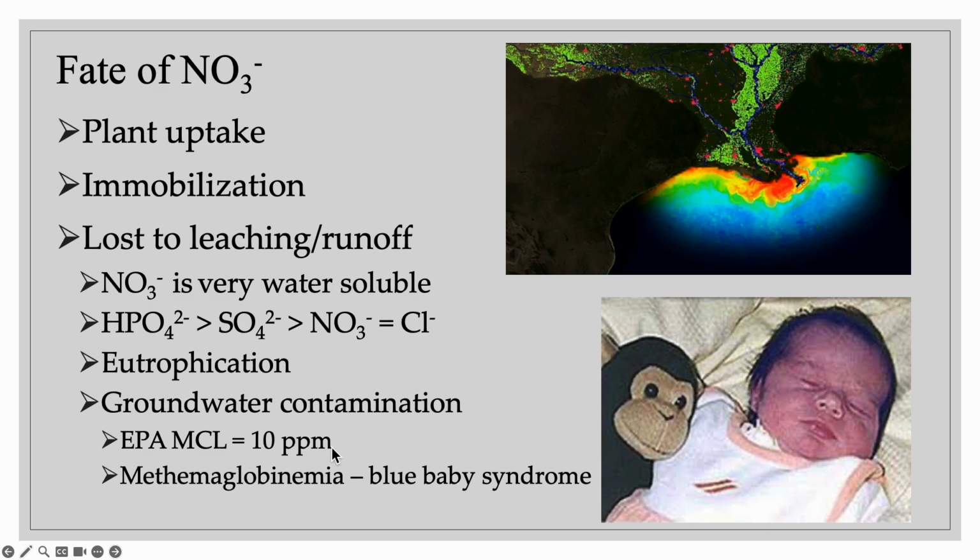And so the EPA, all up in arms, obviously, determined that the MCL for nitrate concentrations is 10 parts per million.